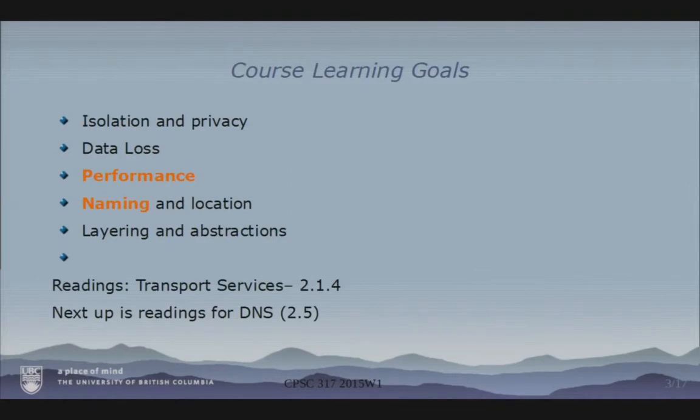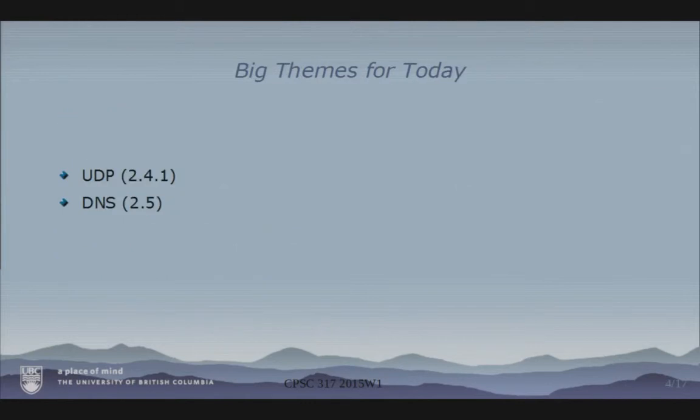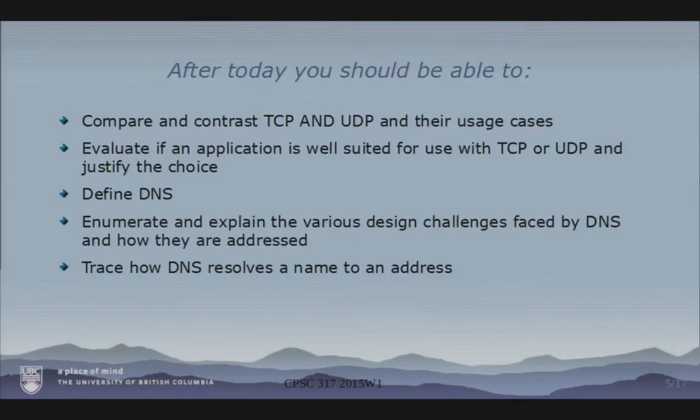So today what we're going to do is switch topics a little bit. We're looking at performance, and we'll also be looking at naming. In particular, I want to talk a little bit about UDP, and then we'll start on DNS. What we want to understand is: what is UDP, and when might you use it? What are the properties of UDP that make it good for one type of application, perhaps not another type of application, and so on. And then we'll switch to DNS.